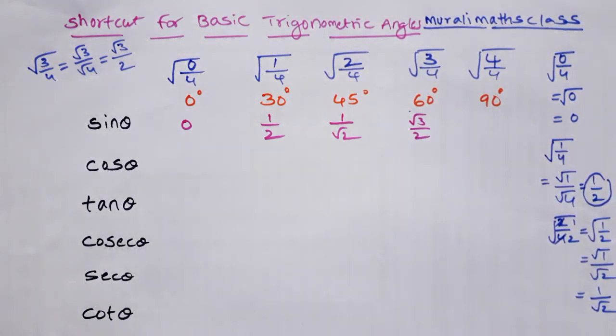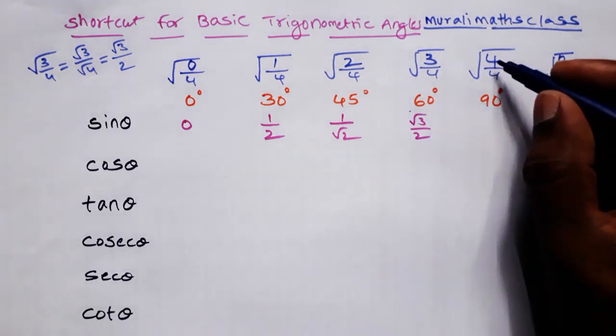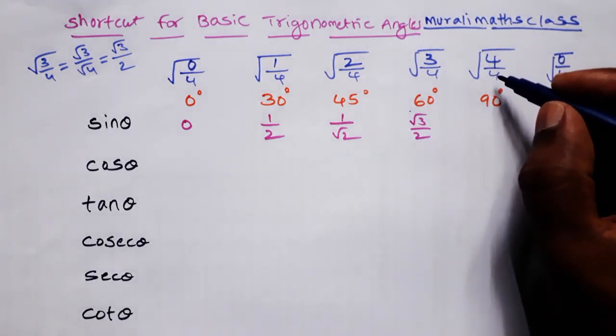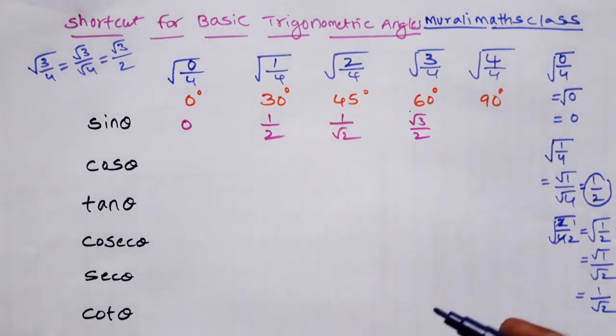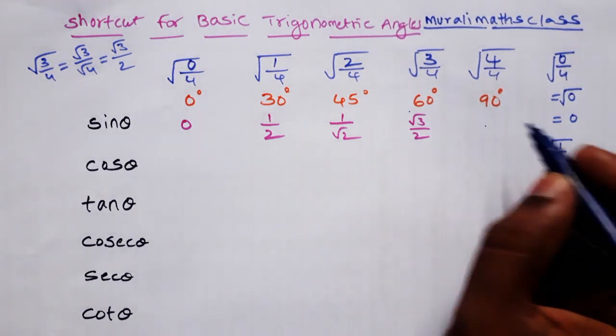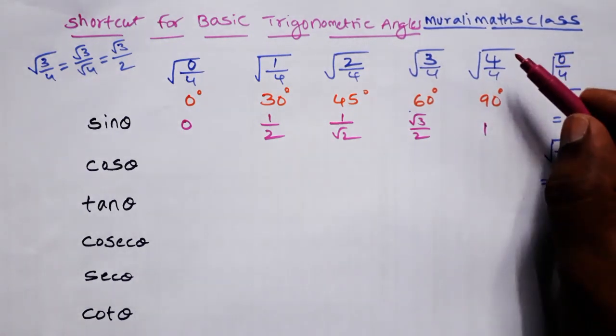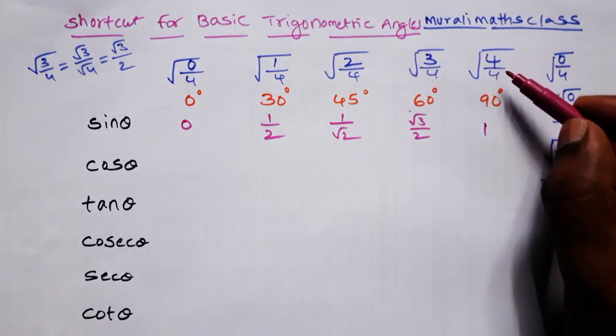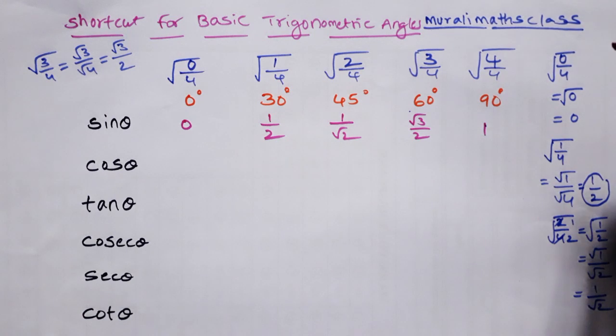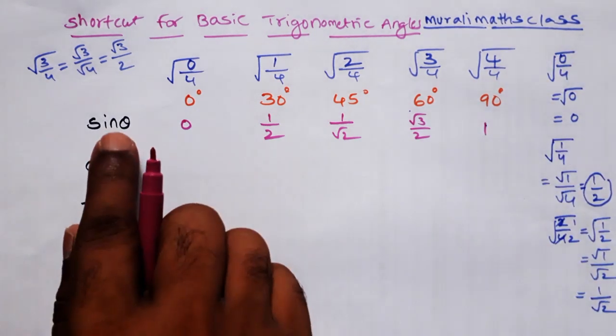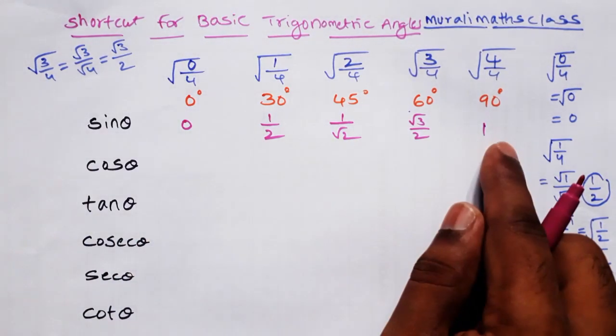Last is very simple. 4 you cancel, the answer is 1. Square root of 1 is 1. That's it. So this both we can cancel. If you cancel this both, 4 if you cancel, 1 will be there. Square root of 1, 1 we can write. That's it.